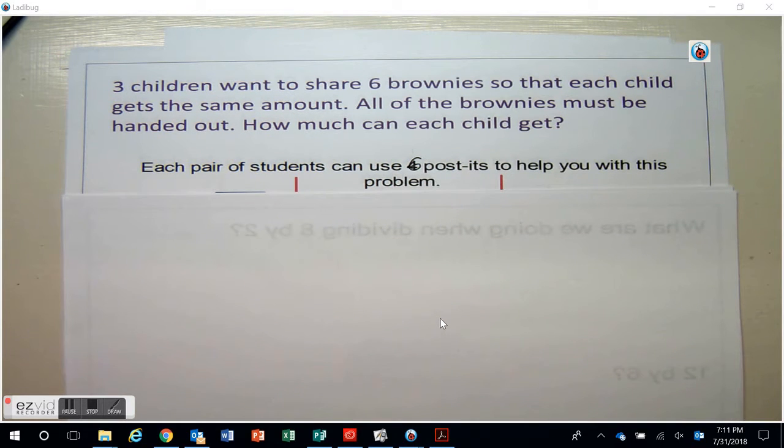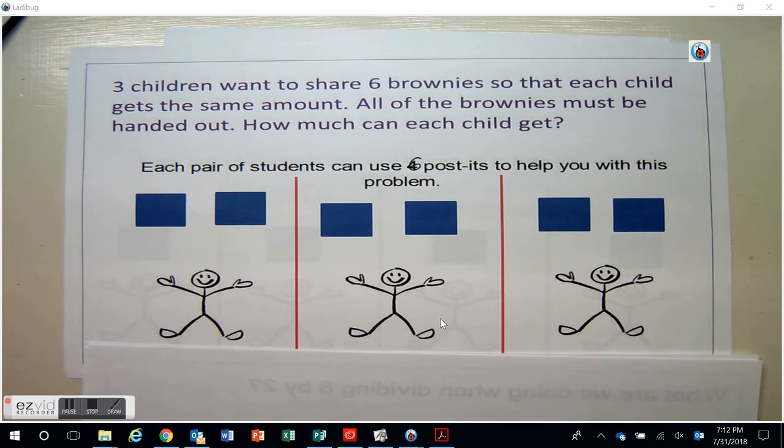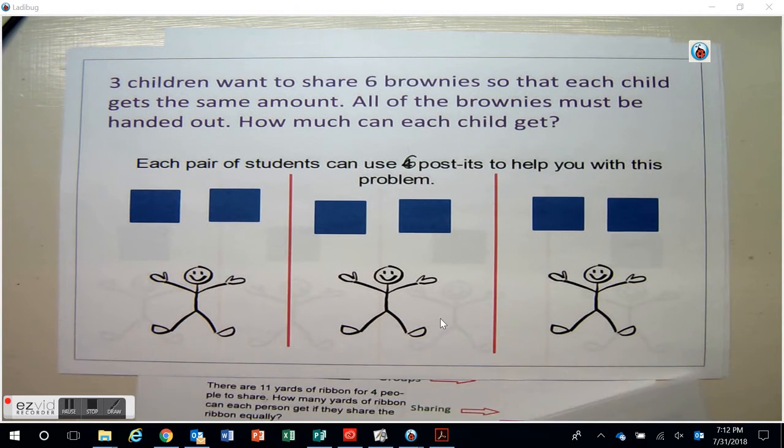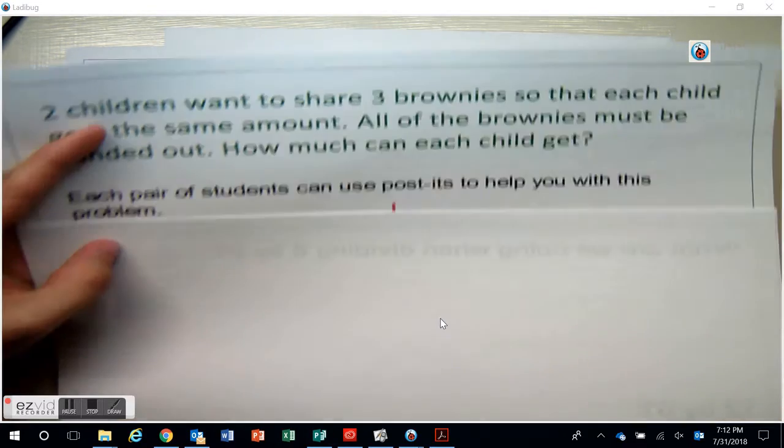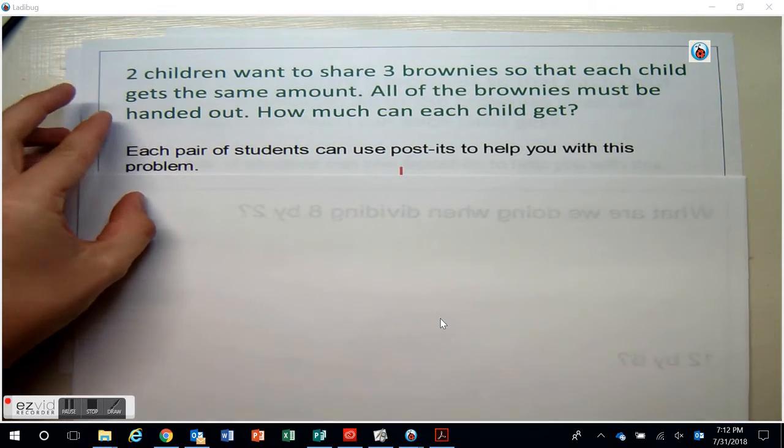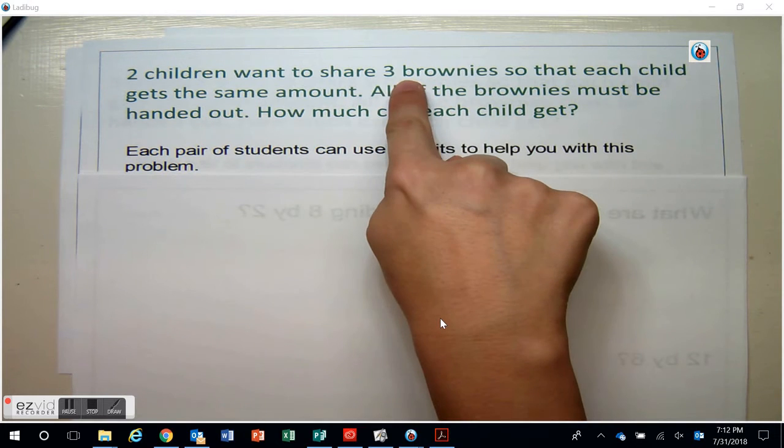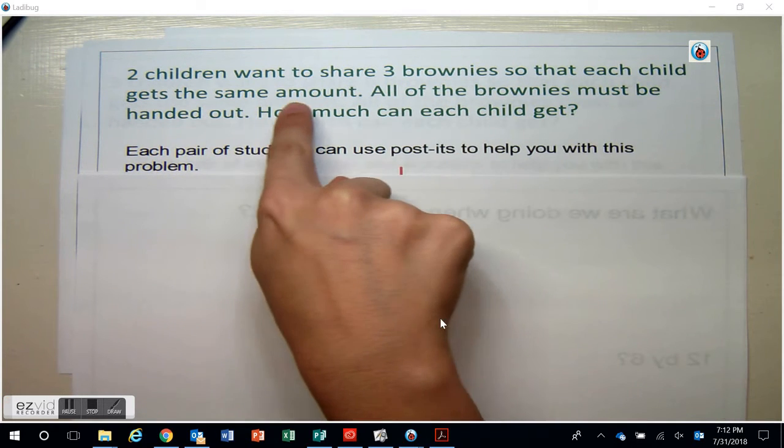This time, I want you to use 6 Post-it notes to help you with this problem. Draw your 3 children and pass out your 6 brownies. If you were to do that, each child would get 2 brownies. Let's look at our next problem.